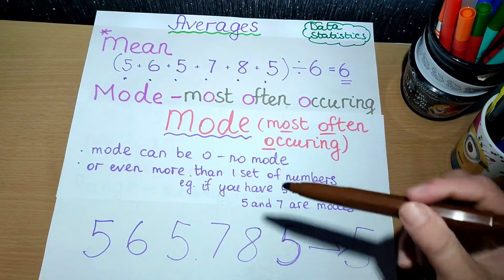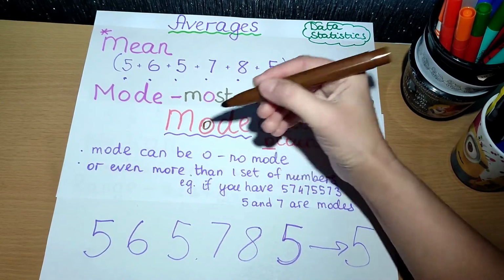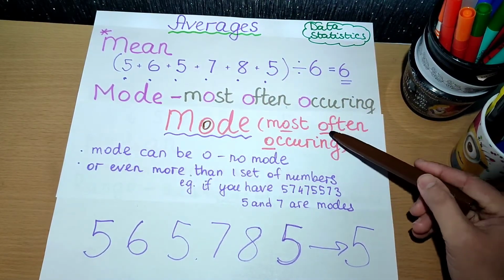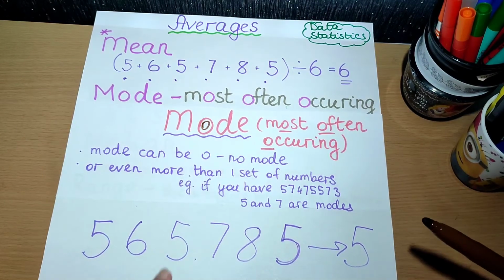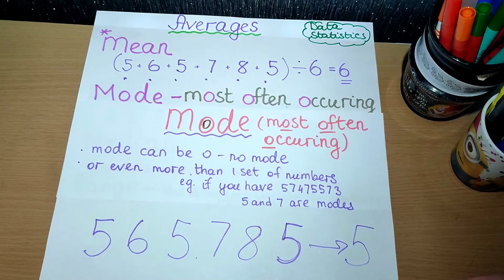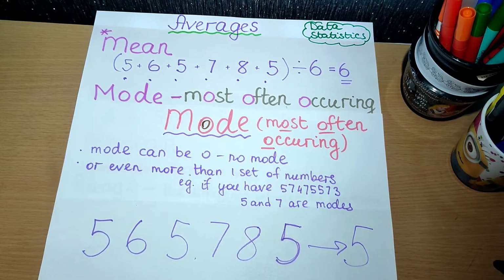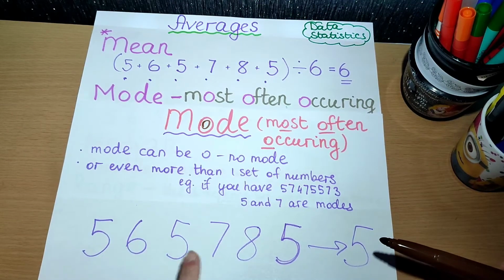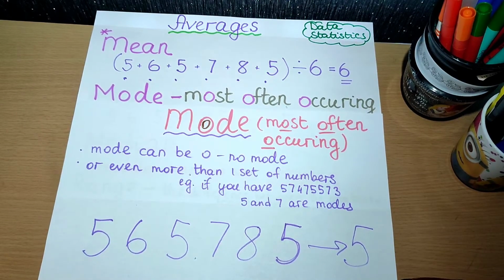Mode, just look at this O here. Most often occurring. Remember O, often. So the number that appears more often than any other numbers. So if we have 5, 6, 5, 7, 8, 5, what's most often occurring? What's most frequent? 5, because there's 1, 2, 3 5s there.